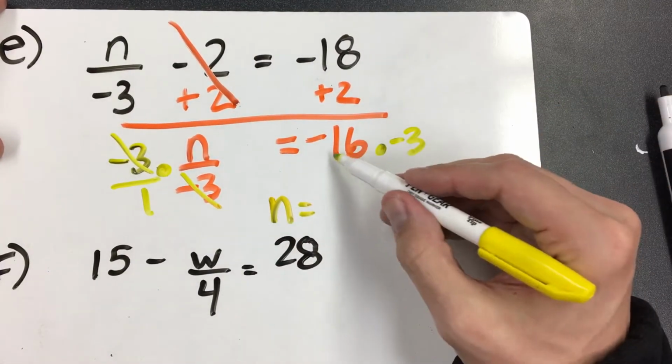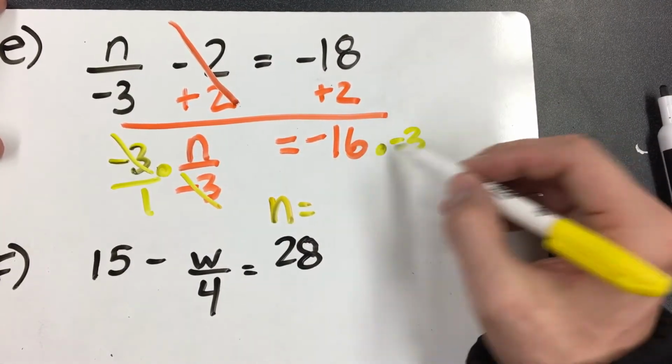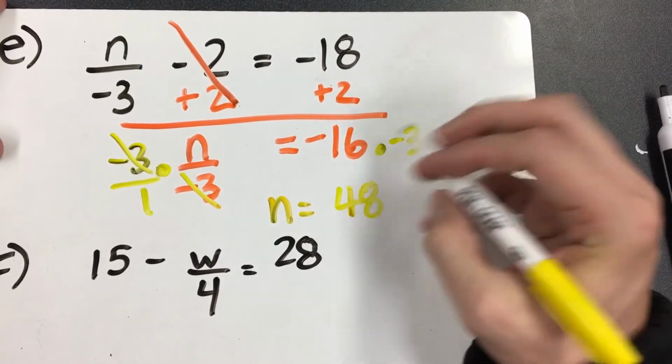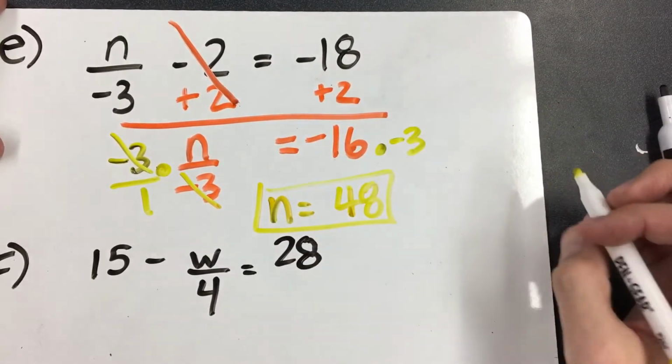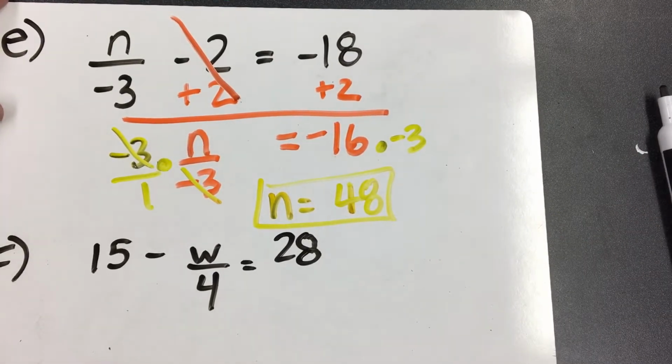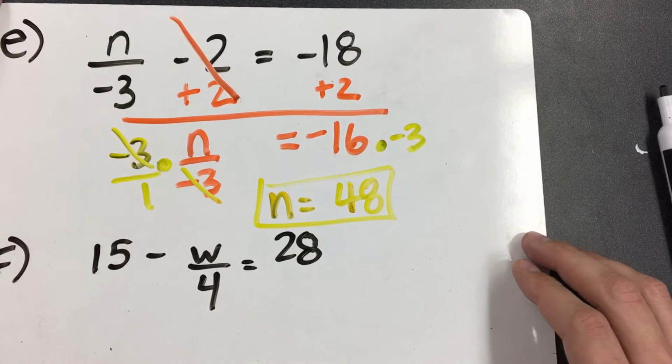And then here's your answer, negative 16 times negative 3. When you're multiplying two negatives, make a positive. And then I think I know 16 times 3 is 48. If you don't know that, use your calculator because I'm not 100% sure, but I'm pretty confident that is right. Okay, let's do one more of those.